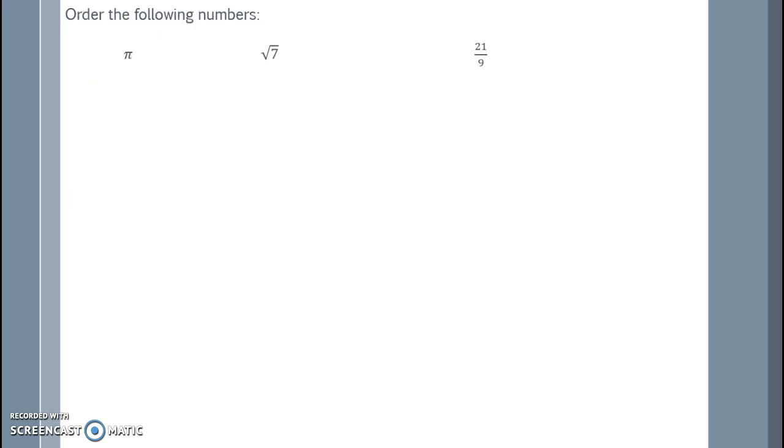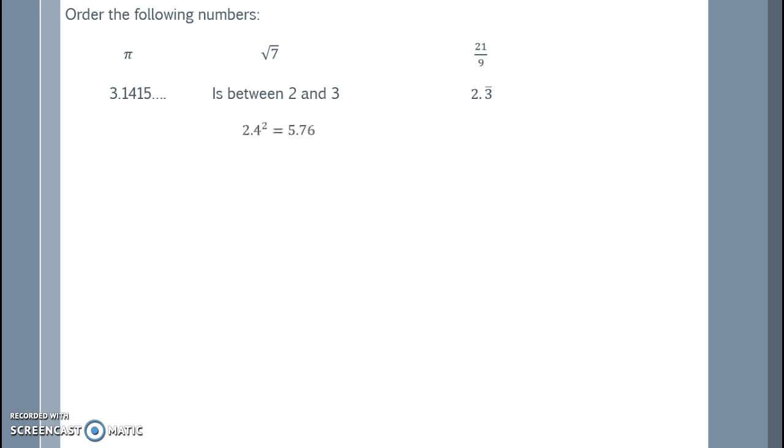Order the following numbers. We have pi, the square root of 7, and 21/9. Well, pi is 3.14159, and it goes on forever. The square root of 7 I know is between 2 and 3, because 2 squared is 4 and 3 squared is 9. And 21/9 is 2.3 repeated.